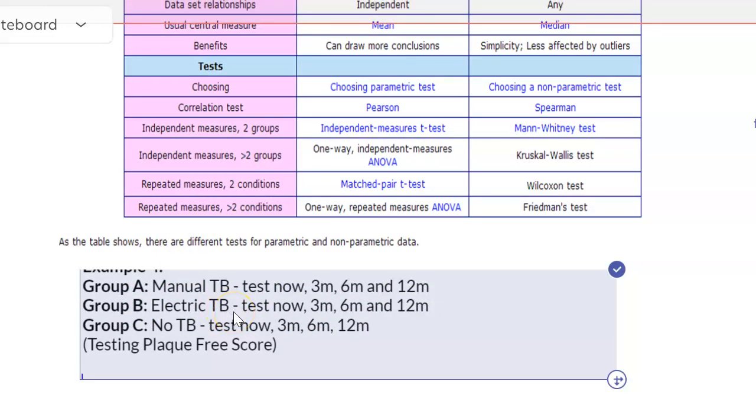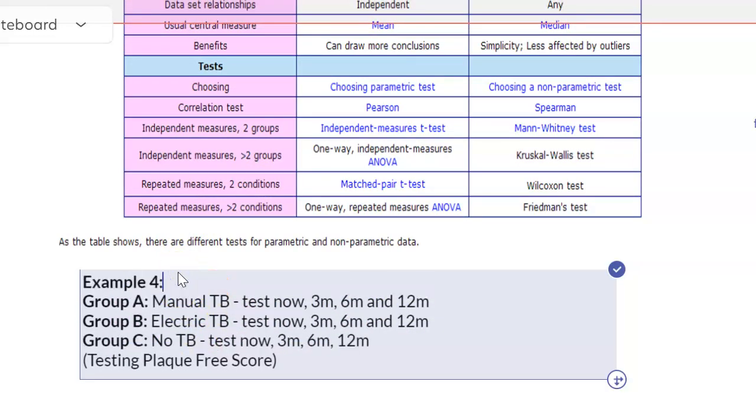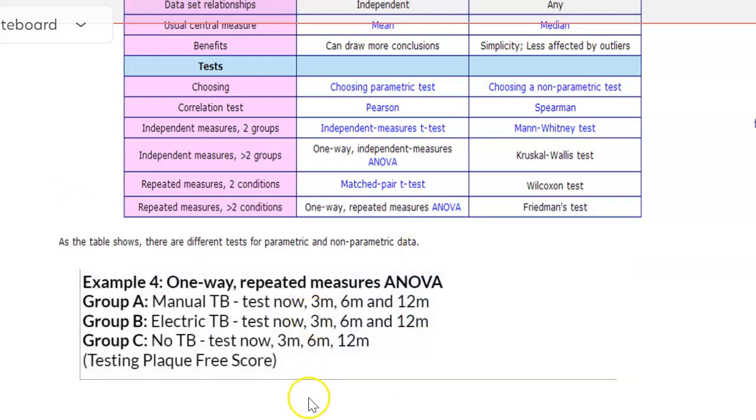So the test that we're giving over here is one-way repeated measures ANOVA. Repeated because we're repeating it many times, and it has 3 groups, more than 2 groups. So this is our test: one-way repeated measures ANOVA. Okay. Let's move on to example 5.